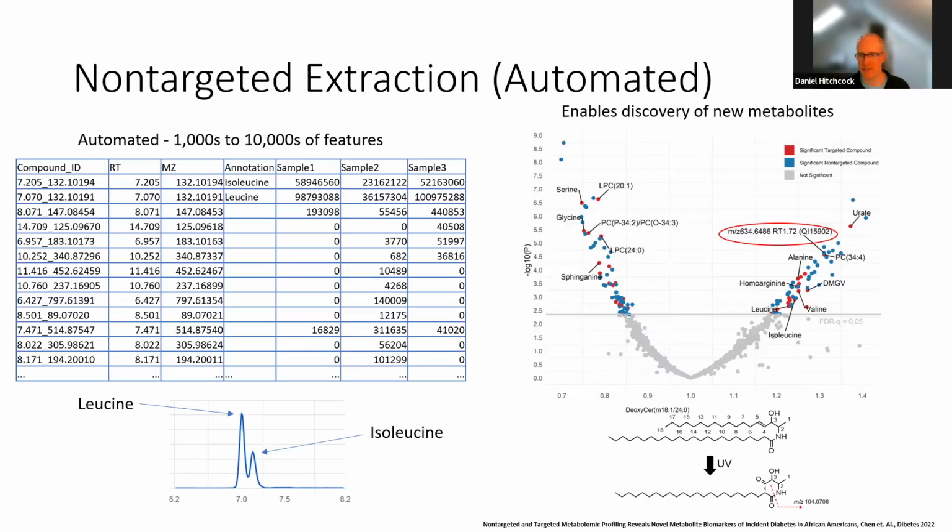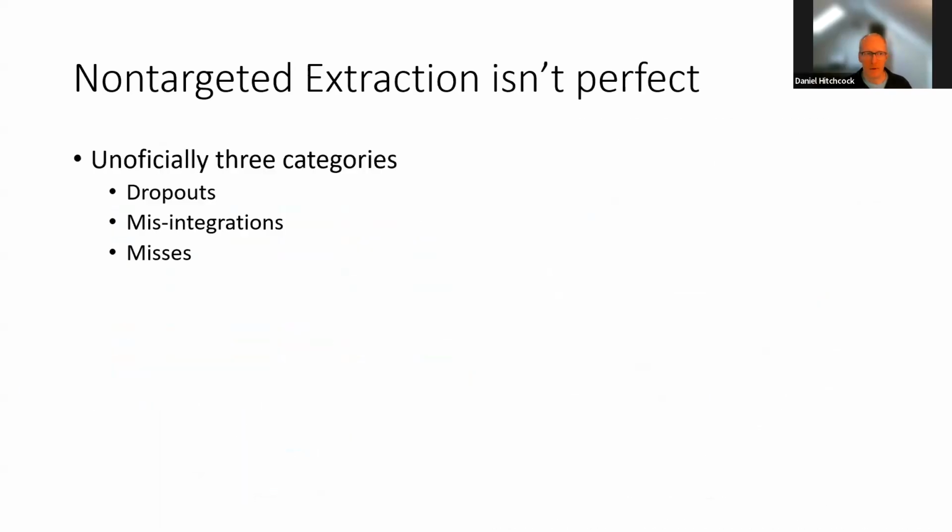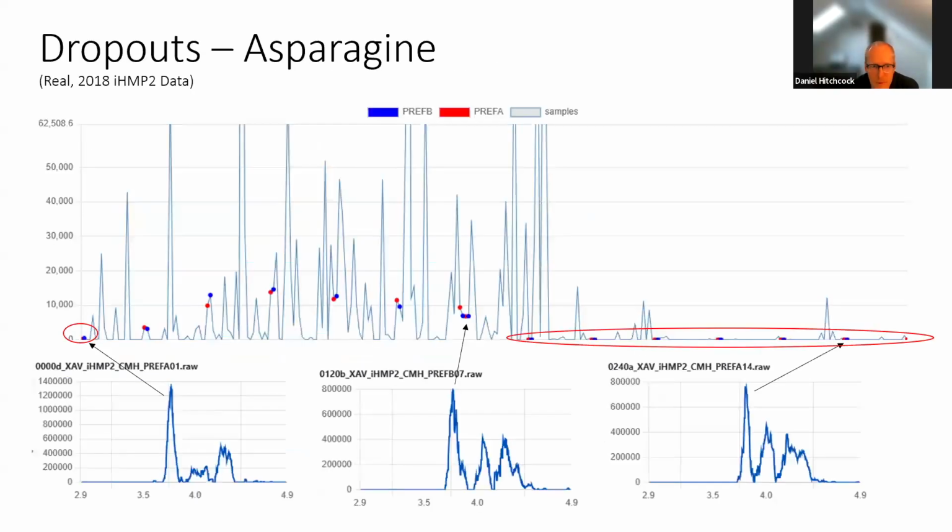But one of the problems is that non-targeted extraction isn't always perfect. People have probably gone into great detail about some of the things that can happen. I kind of put these in three categories. The first is what I call dropouts. We use this lingo internally, and maybe other people do too.